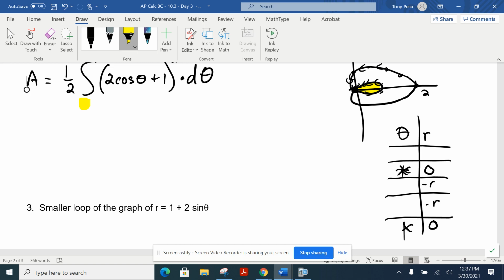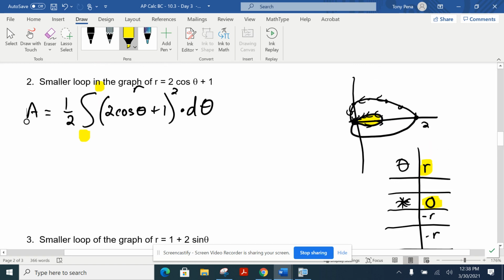So what we are really looking for is, when does our radius have a value of 0? That's our intent in terms of being able to figure out what our limits are. So we want to know, when does r equal 0? Well, here's r right here. So we basically now need to just take that.